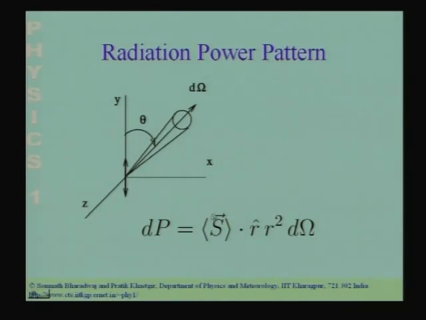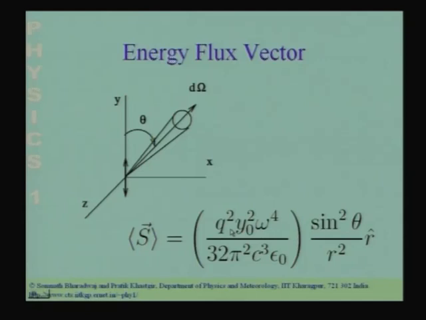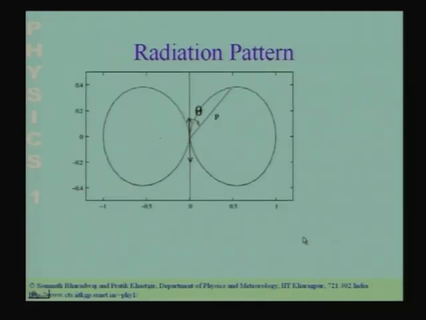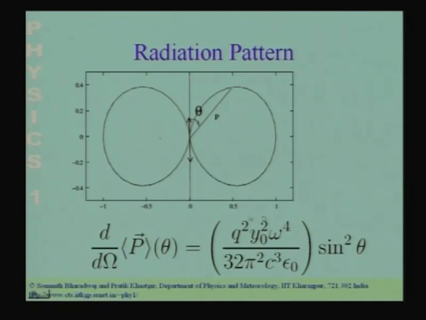Now, putting in the expression for the energy flux vector that we just calculated, and putting in the expression for the area corresponding to the solid angle, we can calculate the radiation pattern. So, the radiation pattern is the amount of power that is emitted in the solid angle d omega, where the solid angle is located at an angle theta.